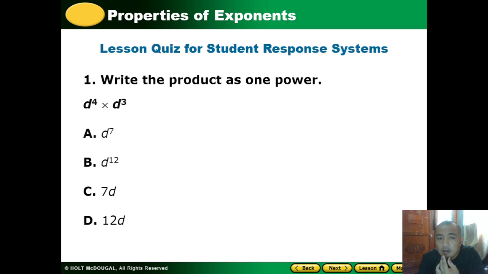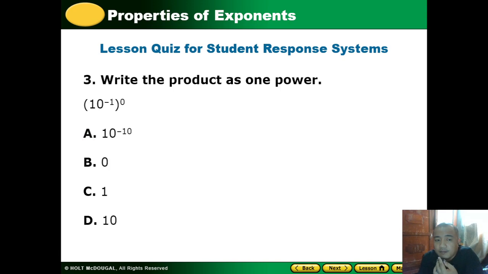And write the product as 1 power. d to the 4th times d cubed. What's your answer? A, B, C, or D? Answer is, very good, A. d to the 7th power. Another, write the product as 1 power. 4 to the 4th power times 4 cubed times 4 squared. Same base, so you add the exponents. Answer, letter A, 4 to the 9th power. 4 plus 3 plus 2 is 9, so 4 to the 9th power is the answer.